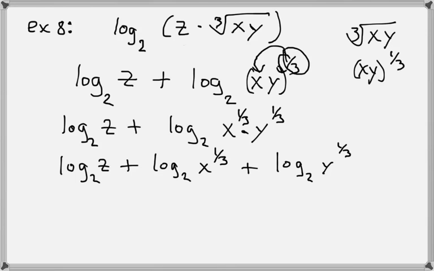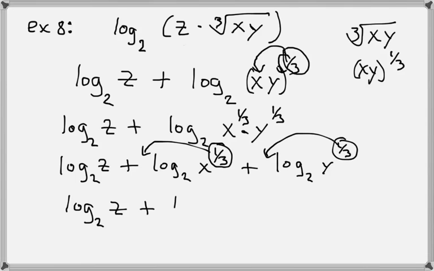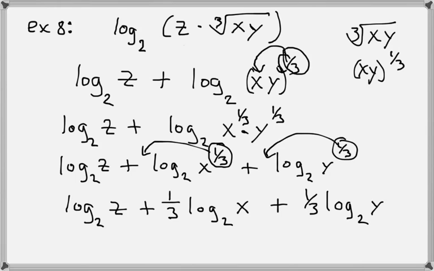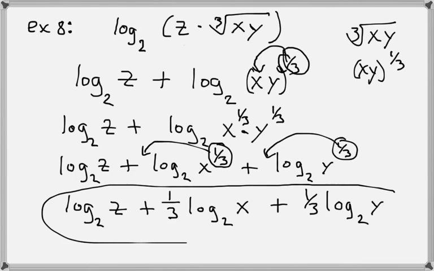Now we can deal with our exponents based off the power property and move them out in front. So we have a log base 2 of z plus a 1/3, moving that 1/3 out front, log base 2 of x, plus move that 1/3 out front, times the log base 2 of y. And there's nothing else we can do to expand this problem. So this would be our final answer.